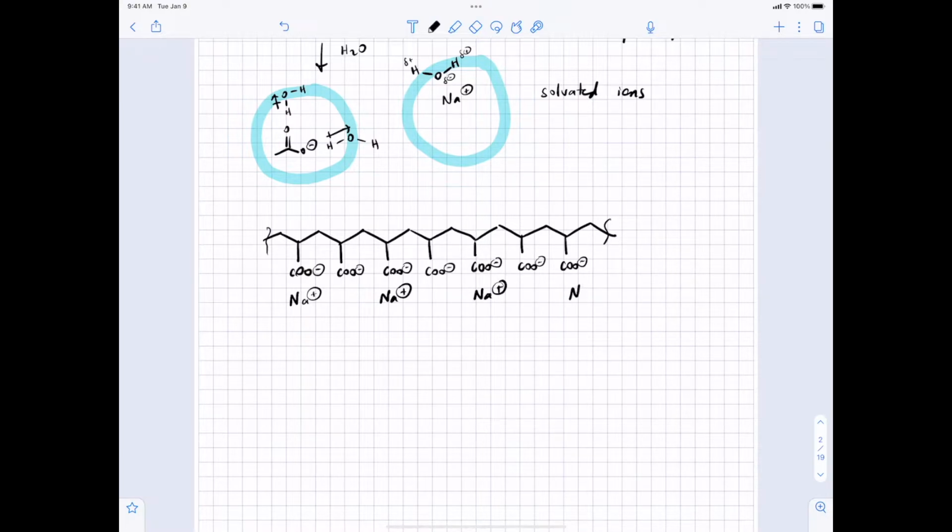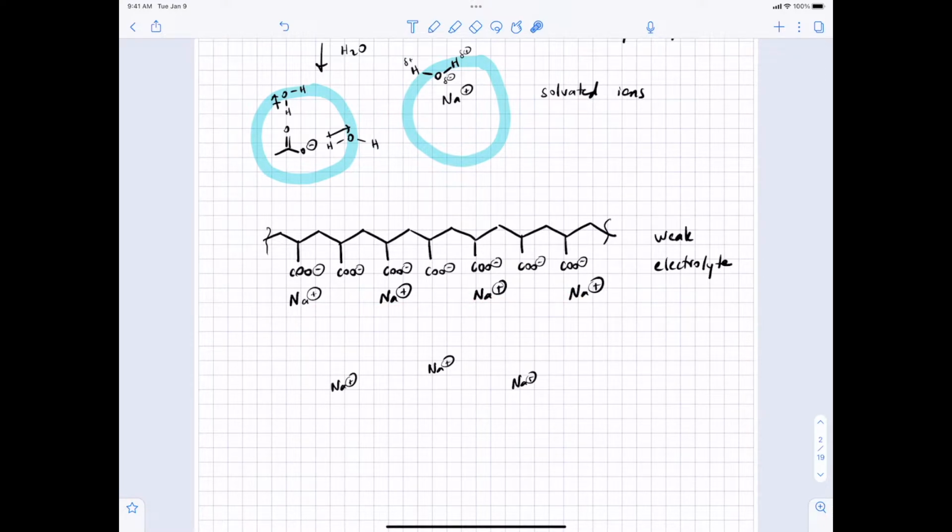I'm not showing a completely balanced situation here. What we're communicating is that if you were to add water to this polymer, some of the sodium ions might be able to diffuse away. But the presence of so many negative charges in close proximity increases the favorability of having sodium ions stay nearby.